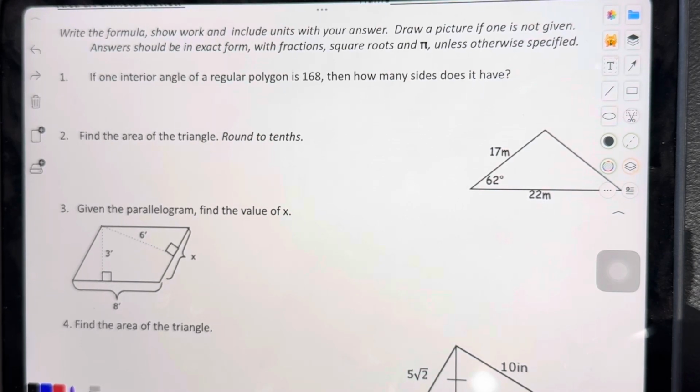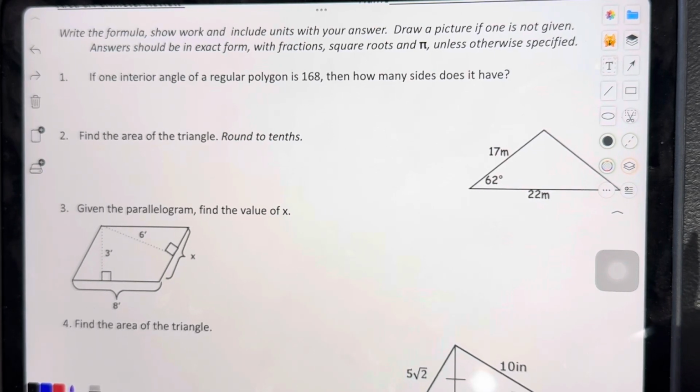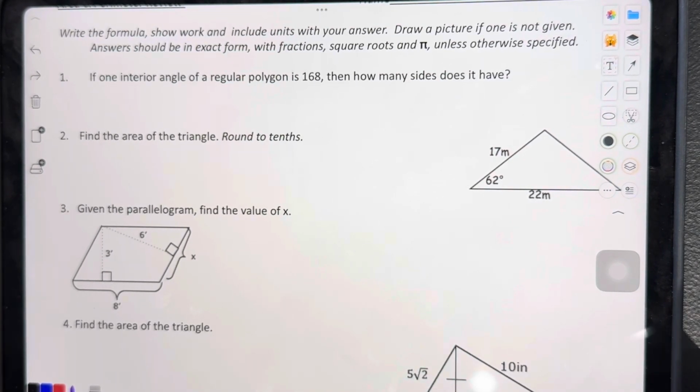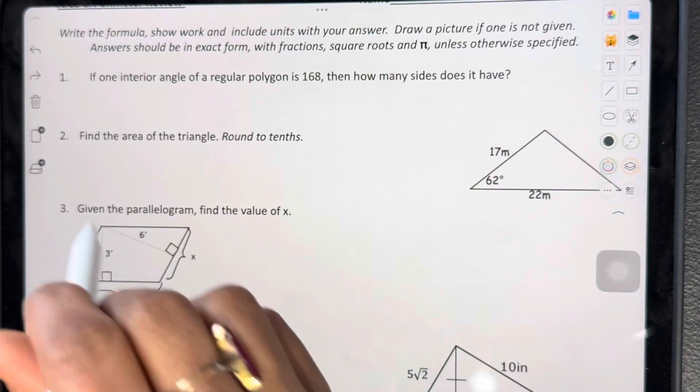If one interior angle of a polygon is 168, that means each interior angle is 168. How many sides does it have? It's for the regular one. They didn't mention it. They should have, but that's okay.